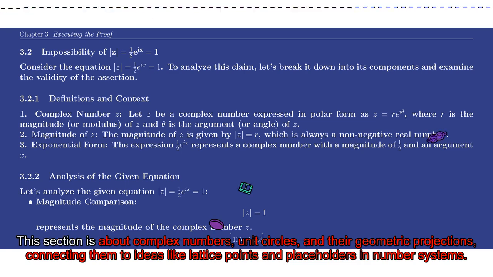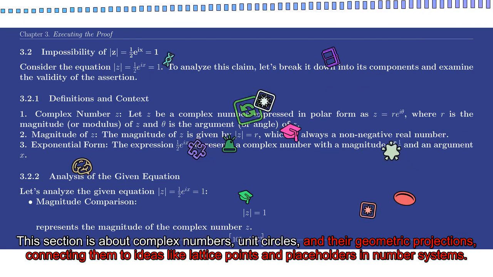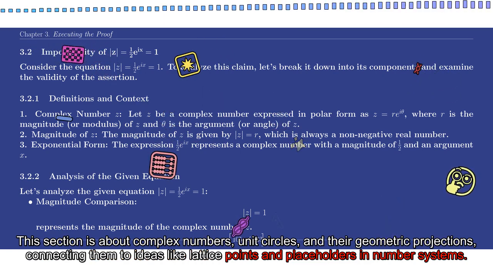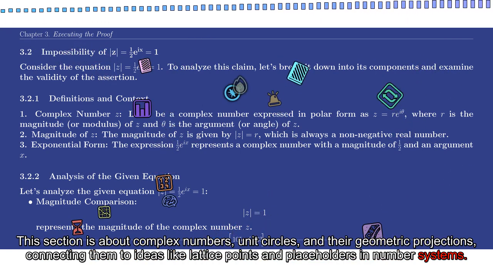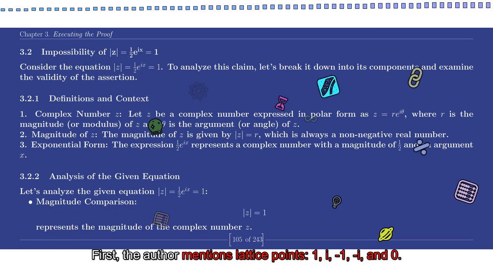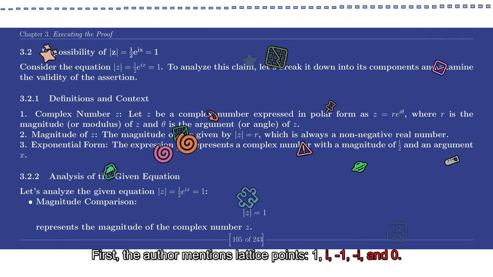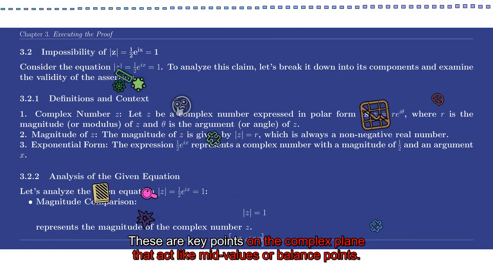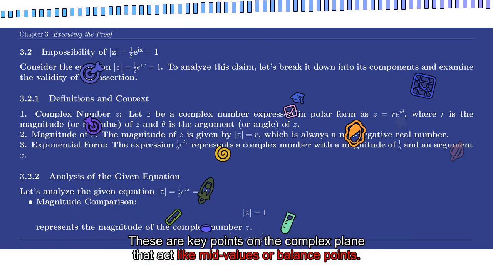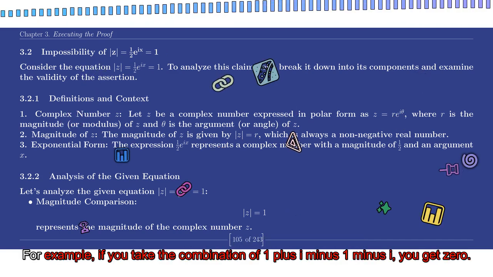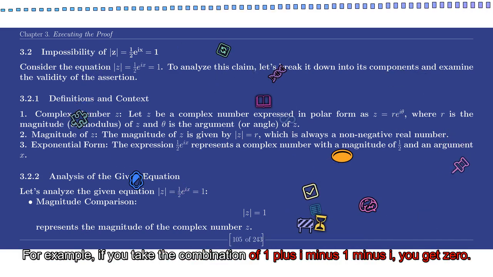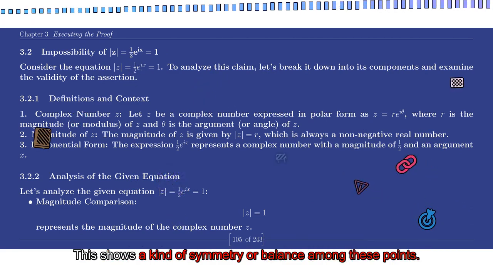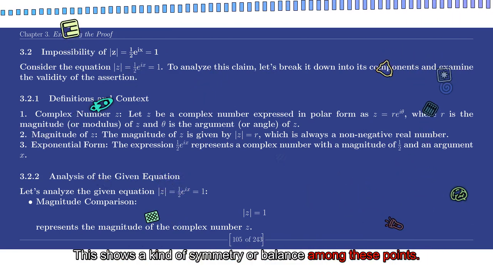This section is about complex numbers, unit circles, and their geometric projections, connecting them to ideas like lattice points and placeholders in number systems. First, the author mentions lattice points 1, I, -1, I, and 0. These are key points on the complex plane that act like mid-values or balance points. For example, if you take the combination of 1 plus I minus 1 minus I, you get 0. This shows a kind of symmetry or balance among these points.